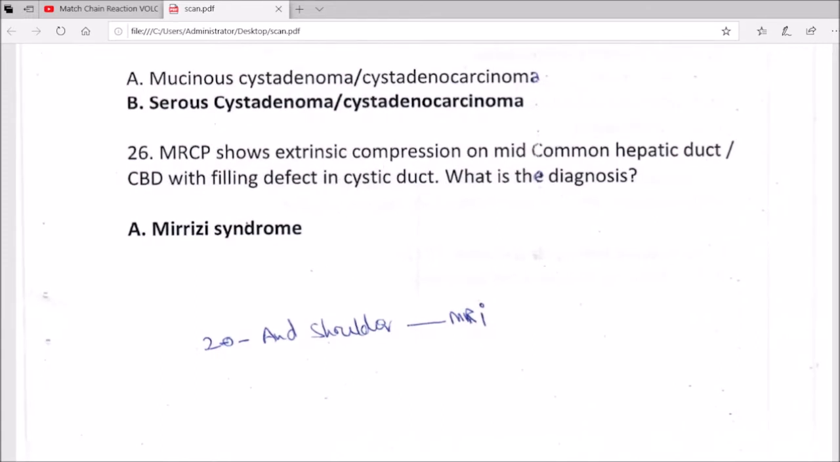26. MRCP shows an extrinsic component on the mid common hepatic duct or CBD with a filling defect in the cystic duct, diagnosed as Mirizzi syndrome. Filling defect in the cystic duct: Mirizzi syndrome.